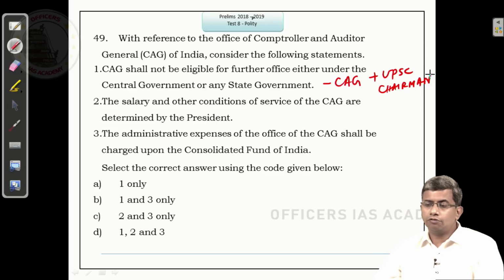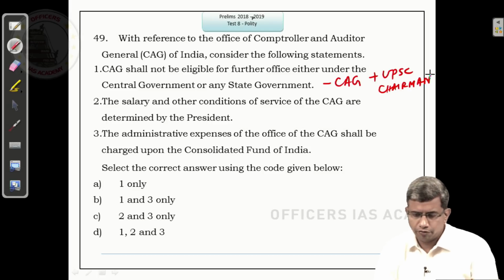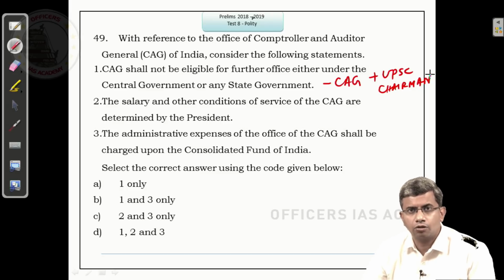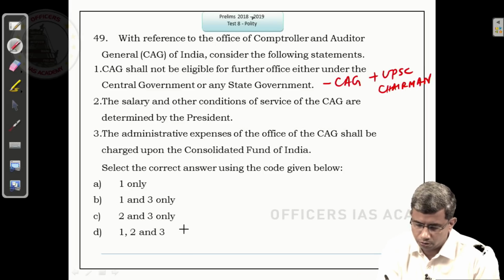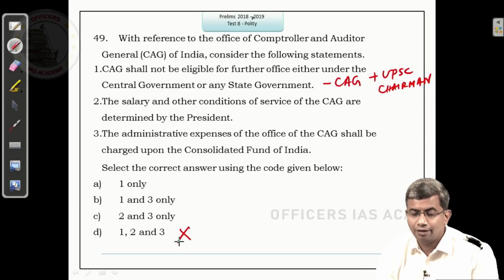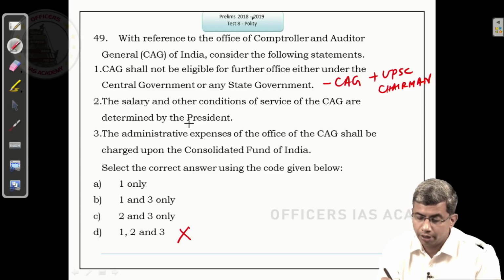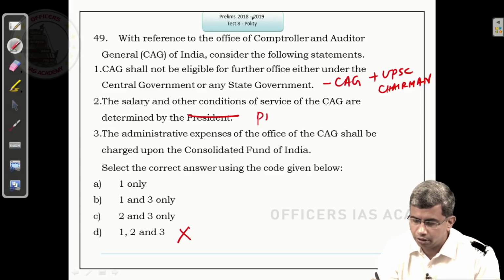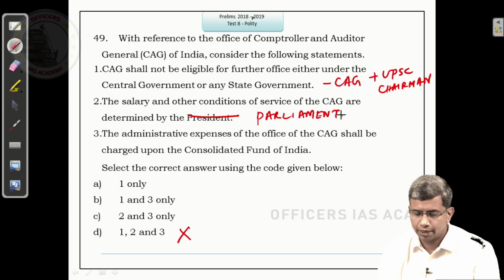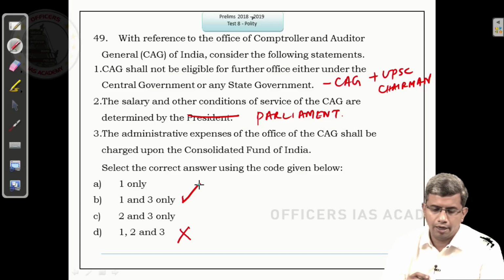The salary and other conditions of the service of the CAG are determined by the President. The administrative expenses of the office of the CAG shall be charged upon the Consolidated Fund of India. Yes, we know expenditure charged on the Consolidated Fund of India. CAG salary is also there. So which of the statements above are correct? So 1, 2 and 3? No. Salary and other conditions of the service of CAG are determined not by the President but by the Parliament. So the correct answer is B, 1 and 3 only.